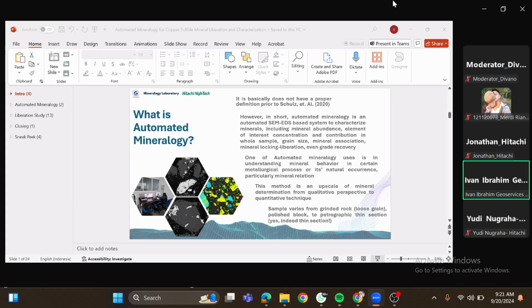Ini contoh hasilnya. Yang atas yang hitam putih itu backscatter electron image. Kita lihat mineral copper sulfide-nya bebas atau sulfide yang lainnya masih terikat, atau saya biasa bilangnya biar gampang ya, mineral sulfide ini masih dipeluk atau sudah bebas. Dan yang kanan ini false color image berdasarkan determinasi menggunakan AMICS tadi. Dan kiri adalah facility kami.